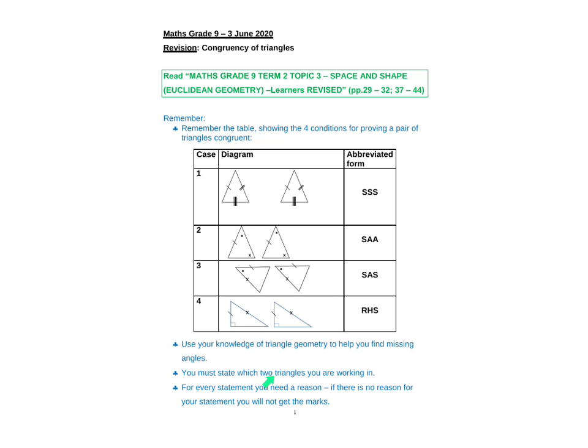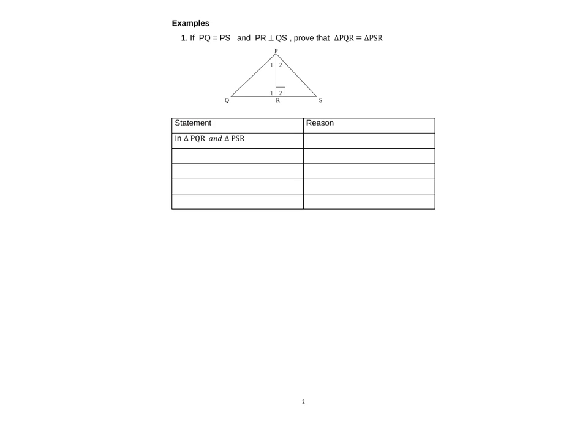And then first you must start with the 2 triangles that you're going to work in. Once again, as sometimes we are working in more than 2 triangles in the diagram. We are not working in more than 2 triangles. So for every statement you need a reason, and if there's no reason for your statement, you will get no marks.